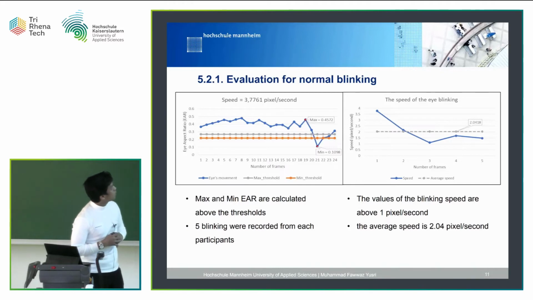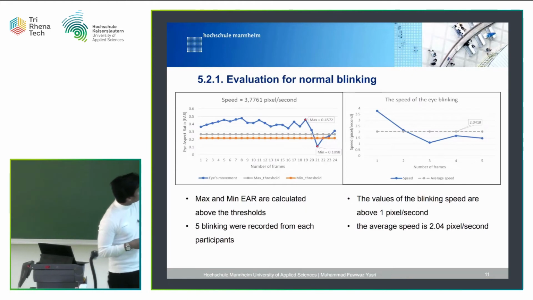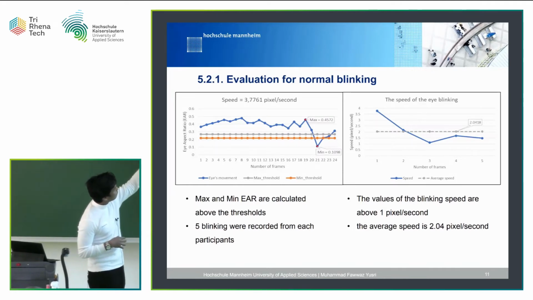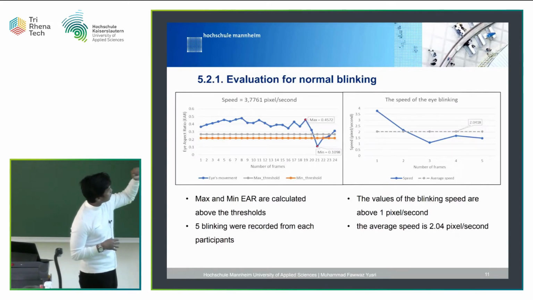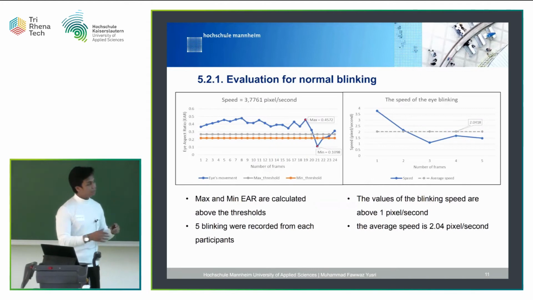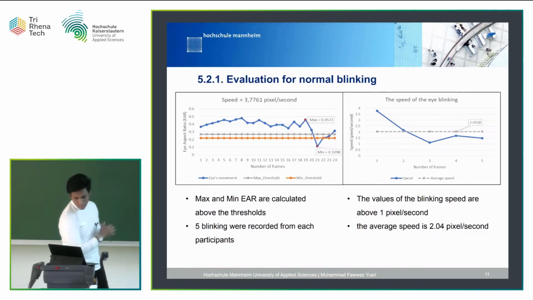The next evaluation is about normal blinking. This is the graph. The blue line is the eye aspect ratio values, the gray line is the maximum threshold, and the orange line is the minimum threshold. The maximum EAR and minimum EAR were selected correctly, and the speed is calculated as 3.8 pixels per second. 5 blinks were recorded from each participant, and on the right side, the graph shows the speed of the eye blinking from a person.